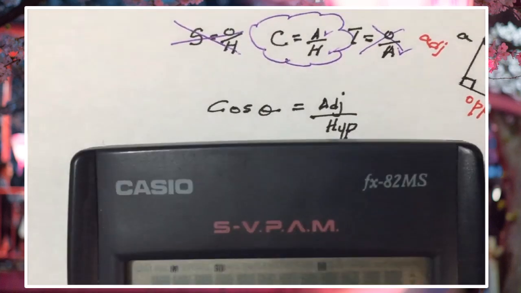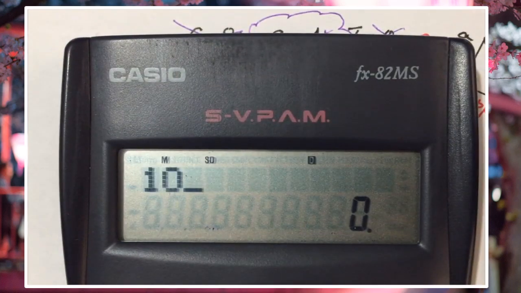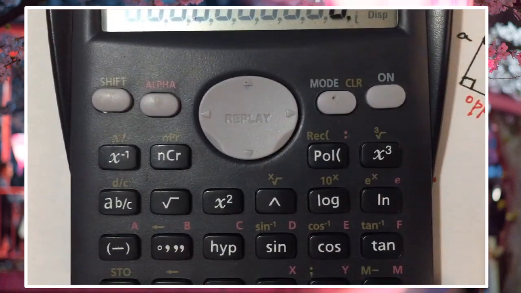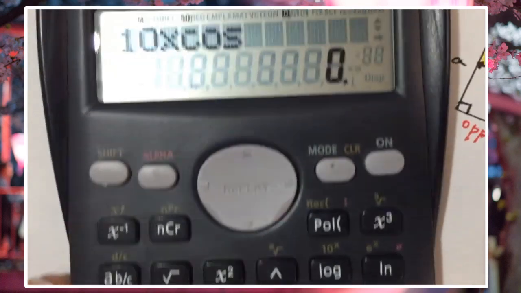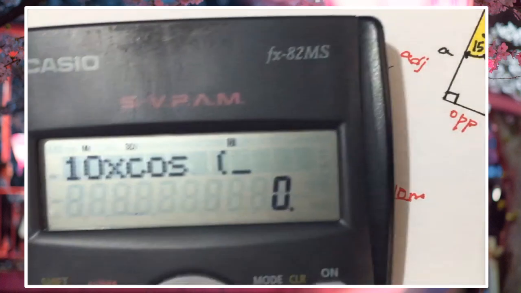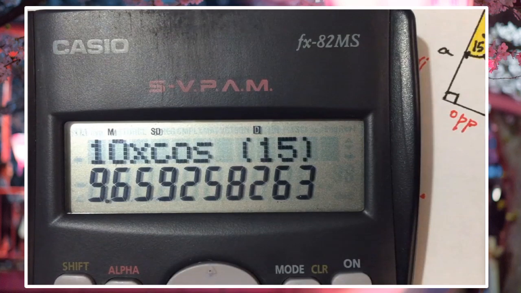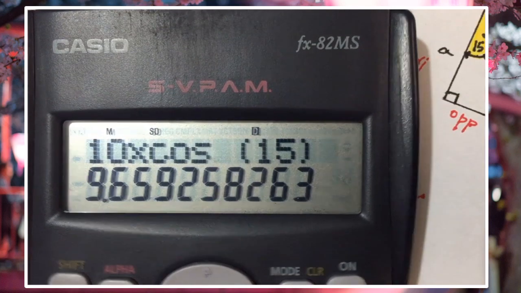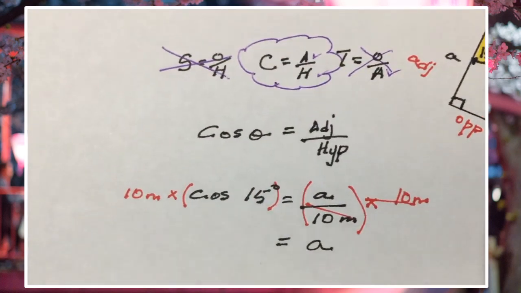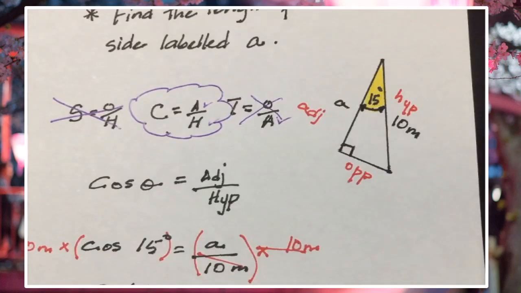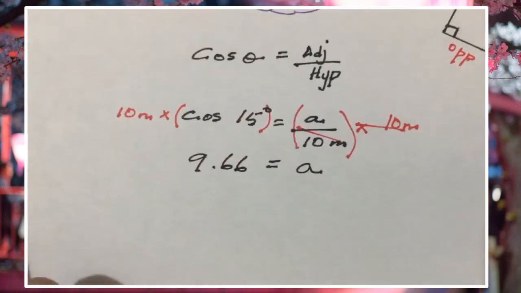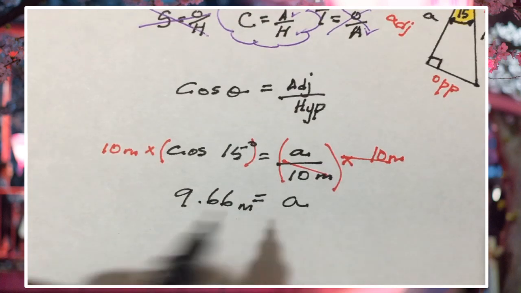So I'm going to put that in the calculator. 10 multiplied by cosine. Here's a cosine button. And I'm going to put in brackets now 15 degrees. 15. And that is 9.66 to 2 decimal places. So A is going to be 9.66. And remember, our units was in meters, so we're going to have 9.66 meters.